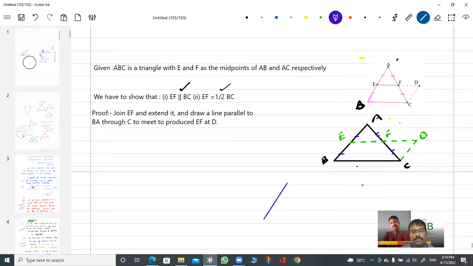So these are nothing but AB and CD, with ED as the transversal, giving angle CDF.